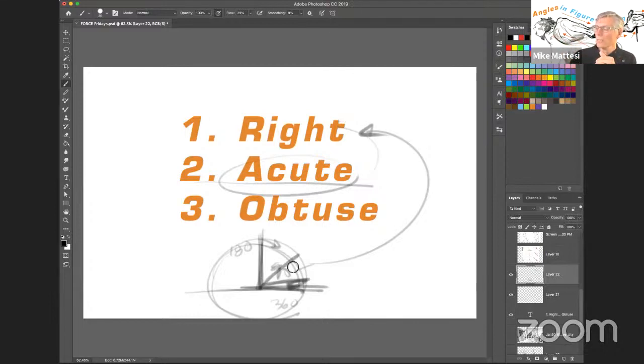Obtuse is bigger. So instead of 90, if I put it over here and we're looking at an angle that looks like this, I'm at about 120 degrees, let's say, that's obtuse. The O itself makes me think of big or round. So this is big and round. It's obtuse. So that's a wider angle. For today, especially because I'm going to be using these terms, you want to be aware of what a right angle is, what an acute angle is, and what an obtuse angle is.